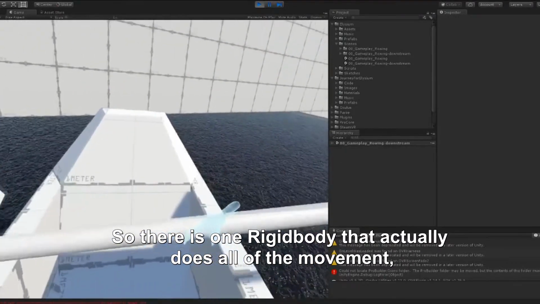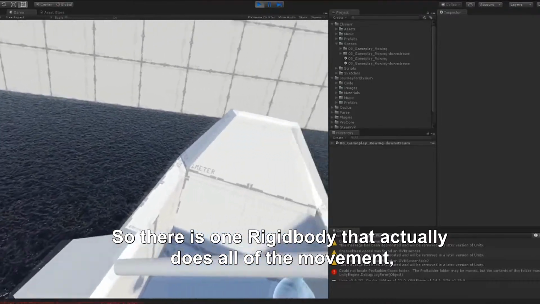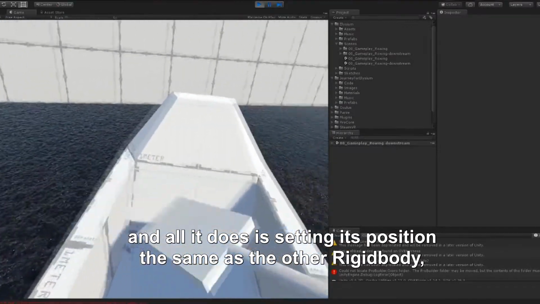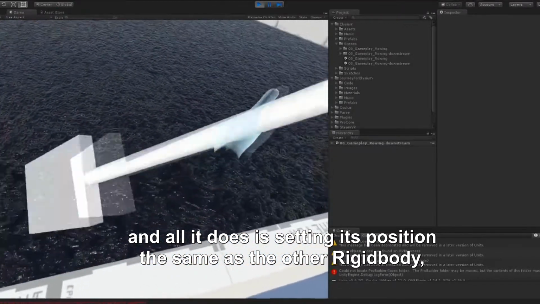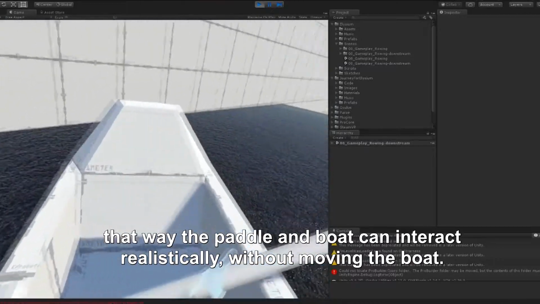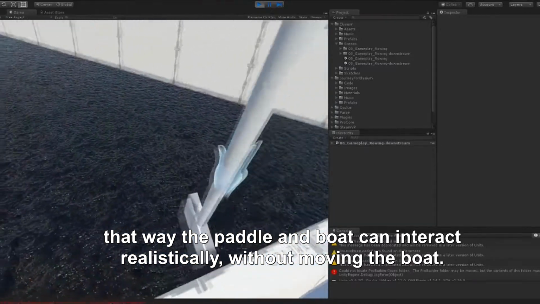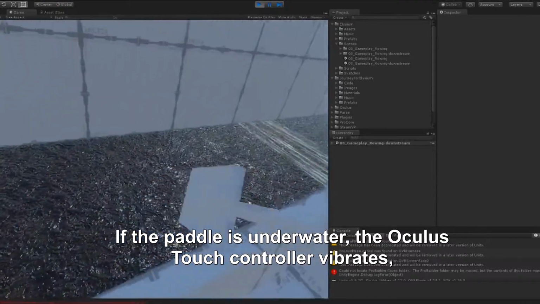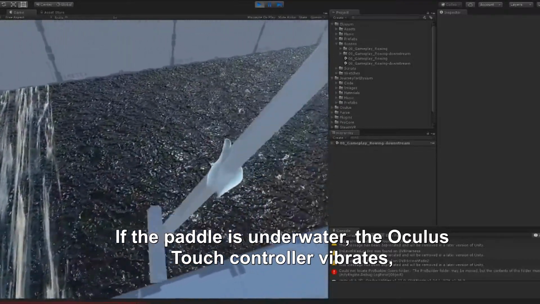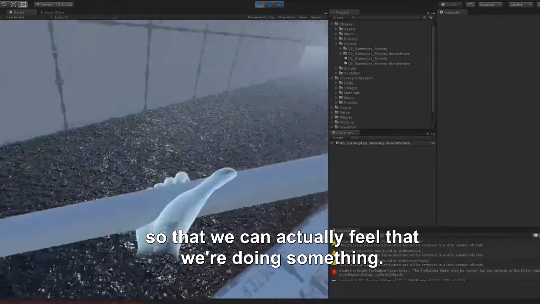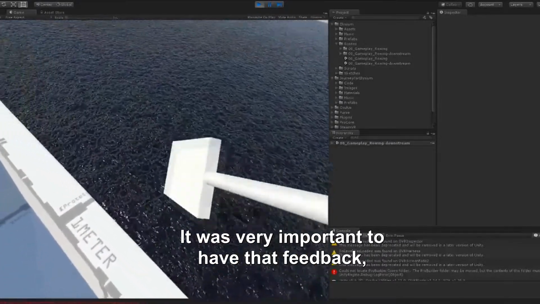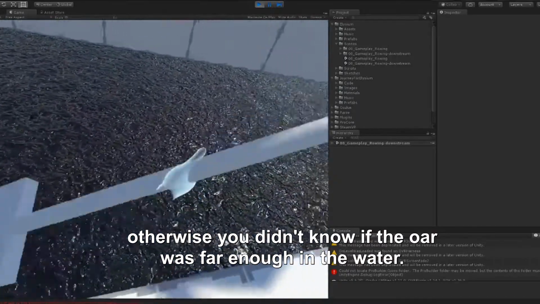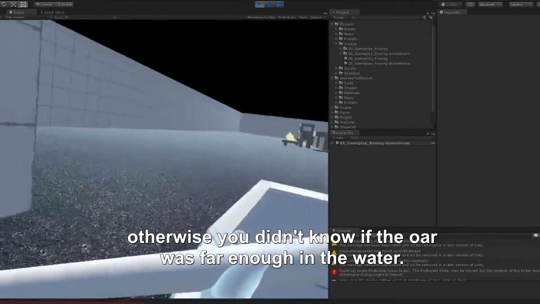So there is one rigid body that actually does all the movements, and then we just have another rigid body that's completely kinematic, and the only thing it does is it sets its position the same as the other rigid body. That way we can interact with the boat, with the paddle, realistically without moving the boat. If the paddle is under the water, the Oculus starts vibrating, so we can actually feel that we're doing something. It was very important to have that feedback, otherwise you didn't know if you were far enough with the oar in the water to react with it.